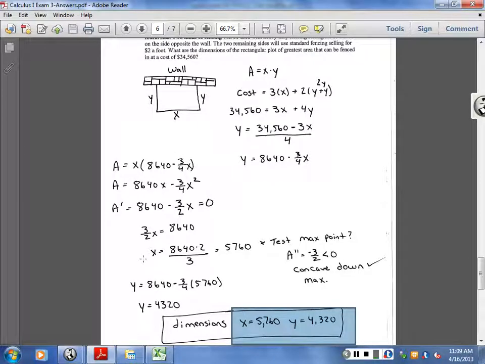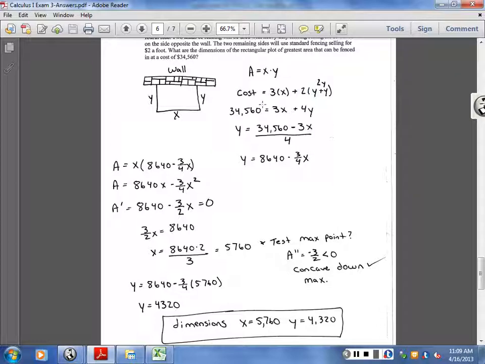So why don't you use perimeter to find your y value and plug it into your area equation? Perimeter of a rectangle? Yeah. I kind of do, except I take into account the cost. Because it costs different to build this fence than it costs to build this fence. Because the perimeter would be x plus 2y, right? But it costs me $3 to build x and $2 to build y.